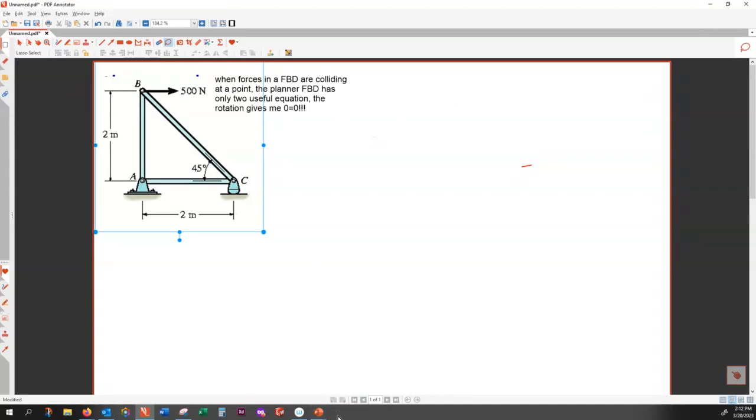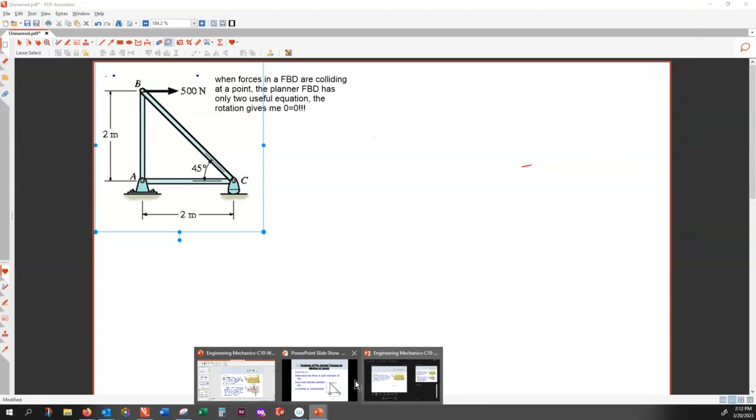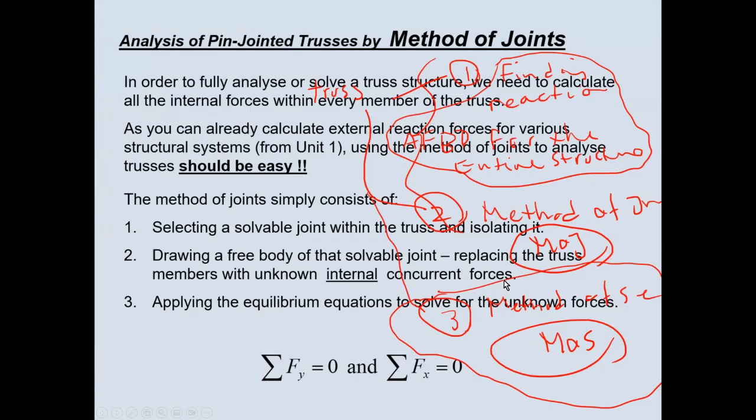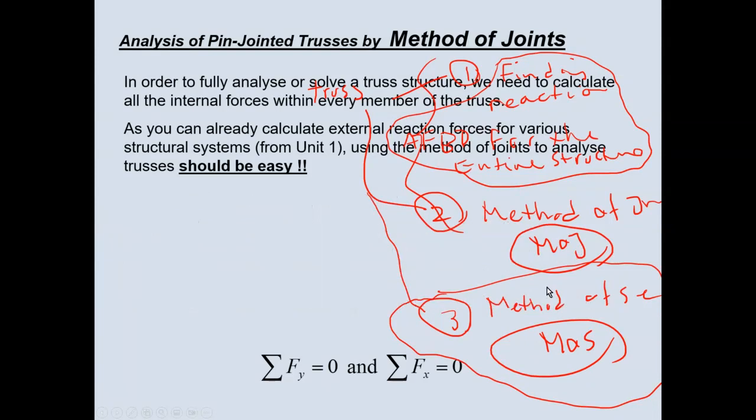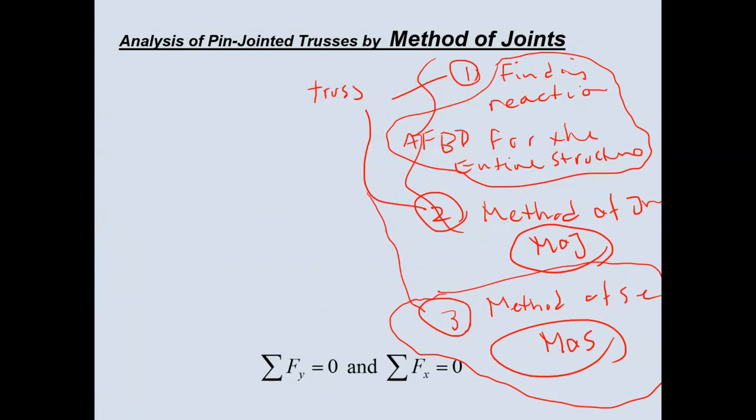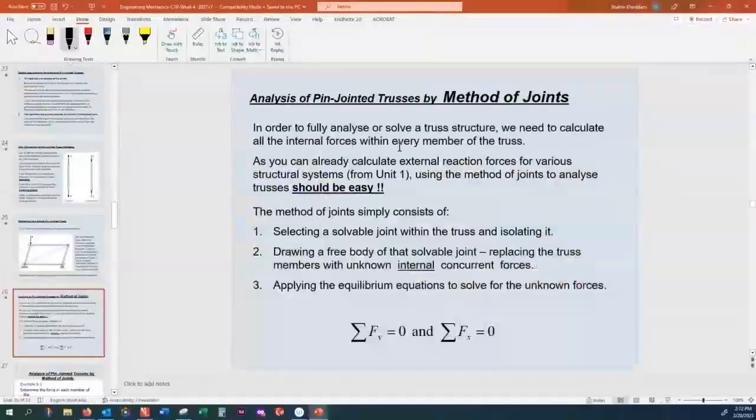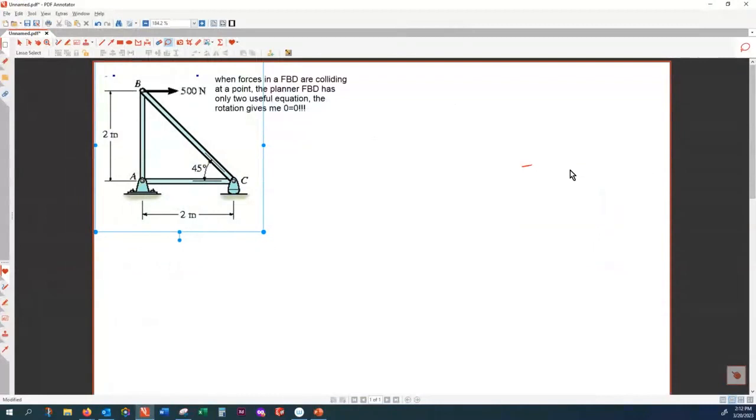I told you with the truss structure, there are three methods. The method one was the entire structure. Method two was method of joint. The third method was method of section. Method of section, I will tell you about tomorrow, but method of joint, you know that now. Method of entire structure, I do it right now. Let's solve this problem by taking the entire structure.